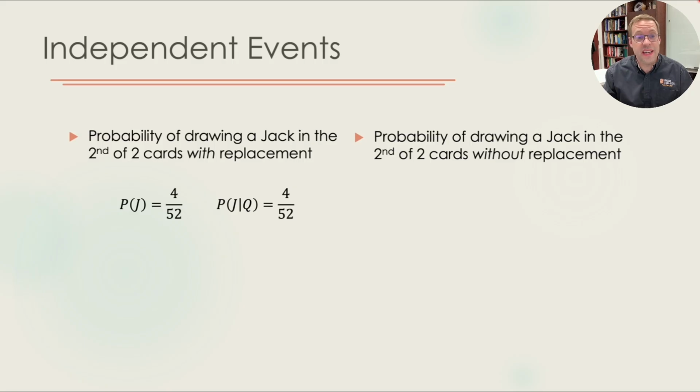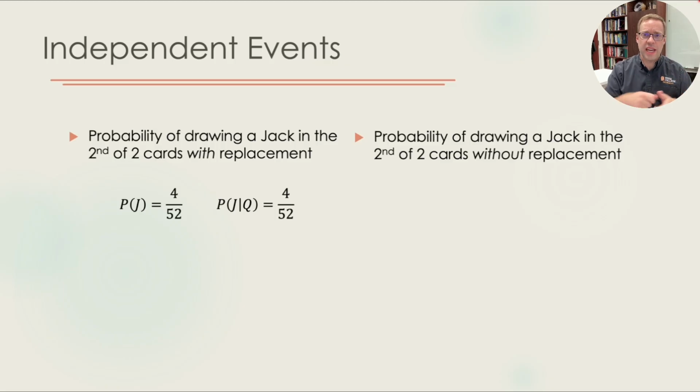So basically, this is saying that for drawing a jack, I don't care what happened with the first card. It could have been a queen. It could have been an ace. It could have been another jack. It doesn't matter what the first card was. Since I put it back, the probability of drawing a jack for that second card has not changed. That means that the two events are completely independent.